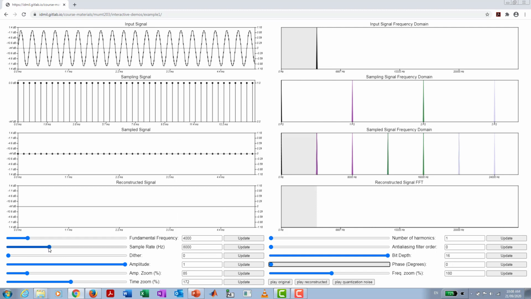I keep my sampling rate at 8,000 and I increase my frequency. So basically this component will leave this gray region, which was exactly half the sampling frequency, and will continue. Right? So that's okay. My input signal continues. My sampling is not enough to sample.